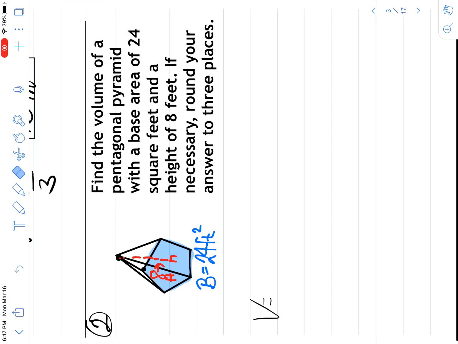Okay, well now don't be alarmed if this is a base that's a pentagon, because in this case you were given the base area. You were told, right up here, if you notice, it tells you right there that B is 24 feet squared. So that number can go automatically into the formula, okay?